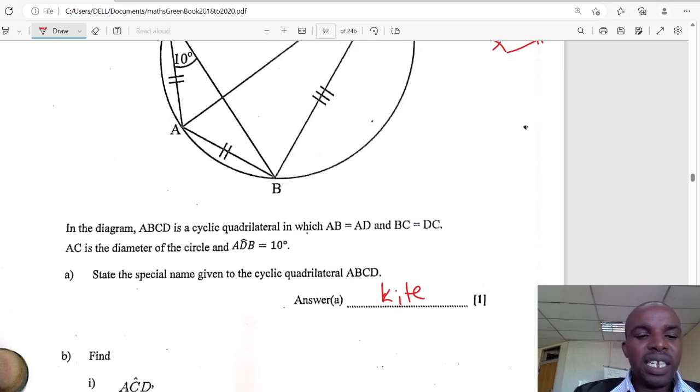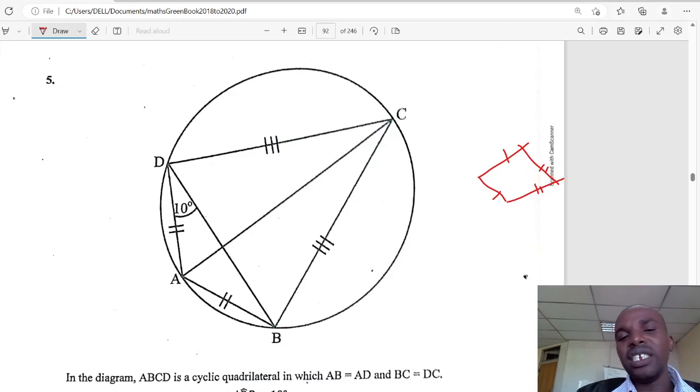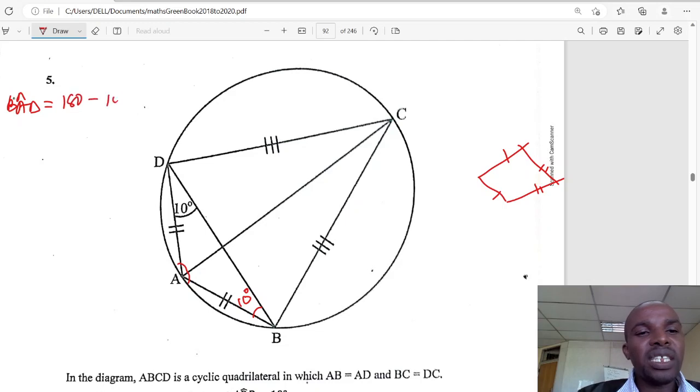find ACD, then ADC. If it's like this, then you know that these are base angles of an isosceles triangle. This one is 10. Let me just fill in all the angles. Then, to find this angle, that is BAD, you use triangle ABD. So you say 180 minus 10 plus 10. So it will be 180 minus 20, it will be 160.